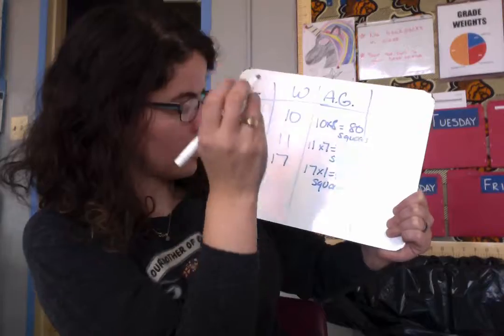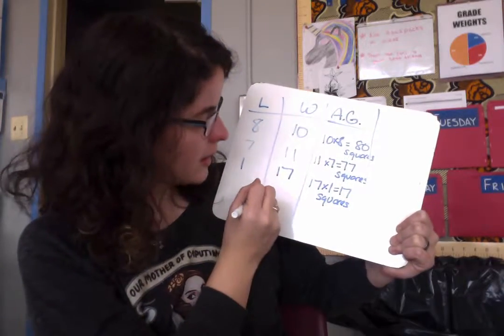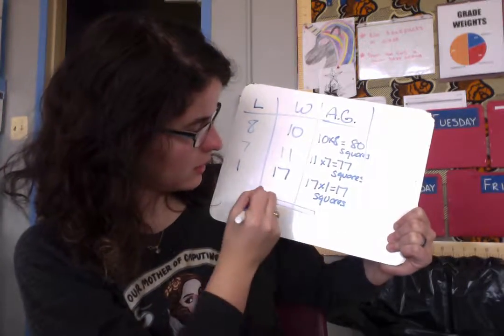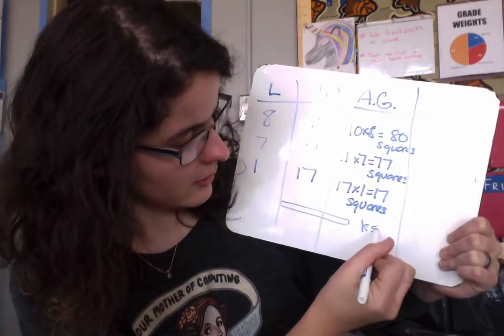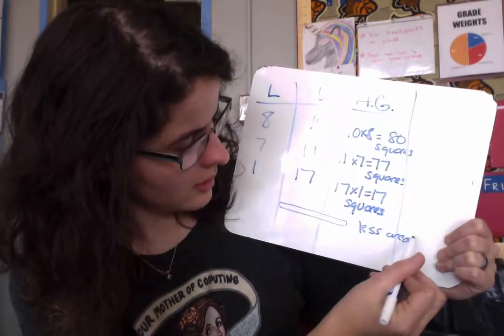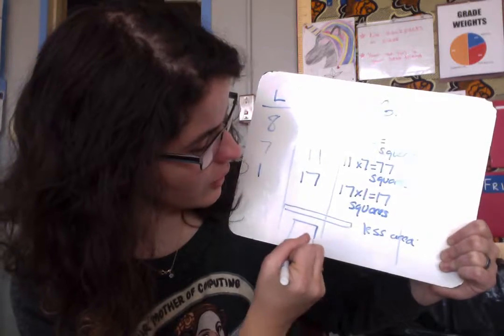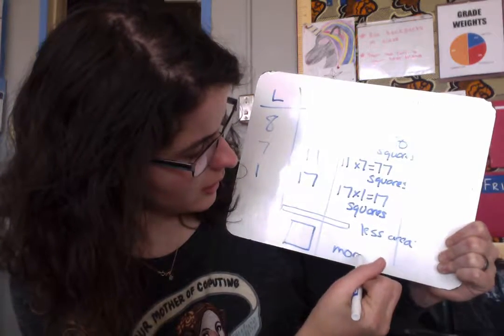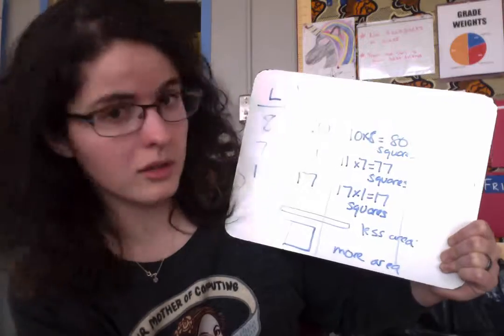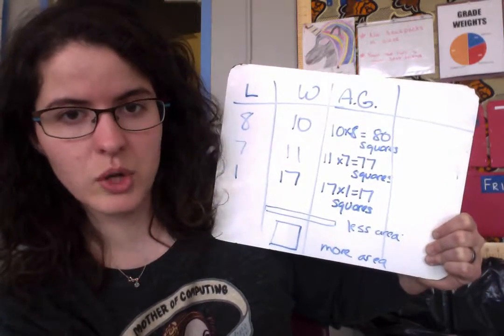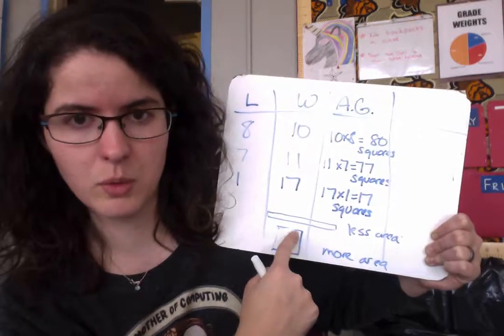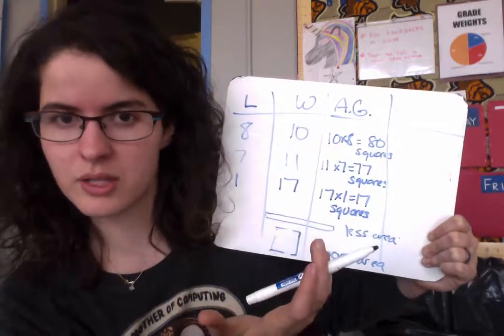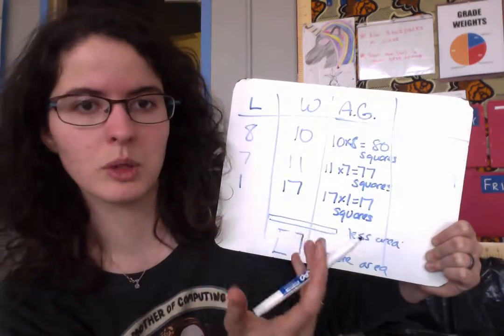Something that students noticed was if it is a long, skinny rectangle, it's going to have less area. And if it is more of a square rectangle, it's going to have more area. So it seemed like if you're trying to maximize area, you're going to want to have your garden be more square.